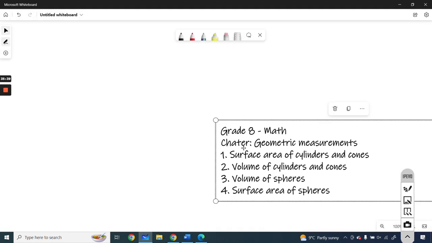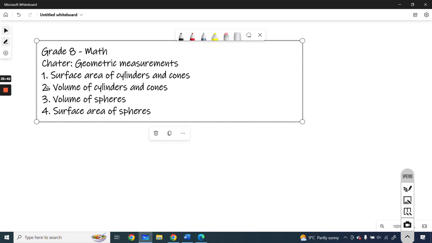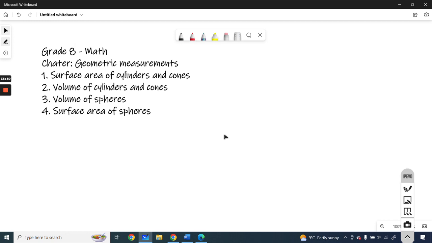So here is the list of the lessons we have covered today. We're working on the chapter geometric functions, and the lessons we have covered today are surface area of cylinders and cones, volume of the cylinders and cones, volume of sphere, and surface area of the sphere. Let's just do a quick review about the formulas. Got it? So first of all, we have done with the surface area of cylinder and cone.